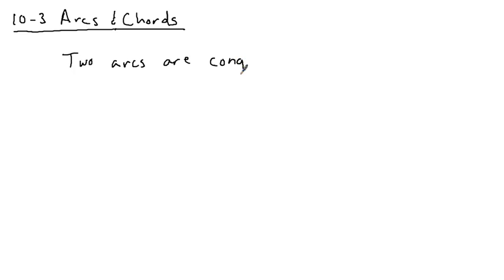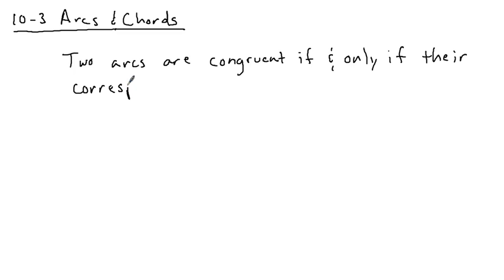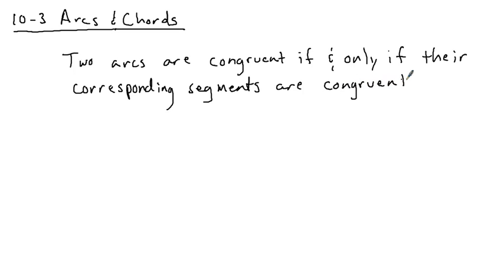So we'll start out by saying that two arcs are congruent if and only if their corresponding segments are congruent. Okay, so we're going to draw pictures of what that looks like, obviously.